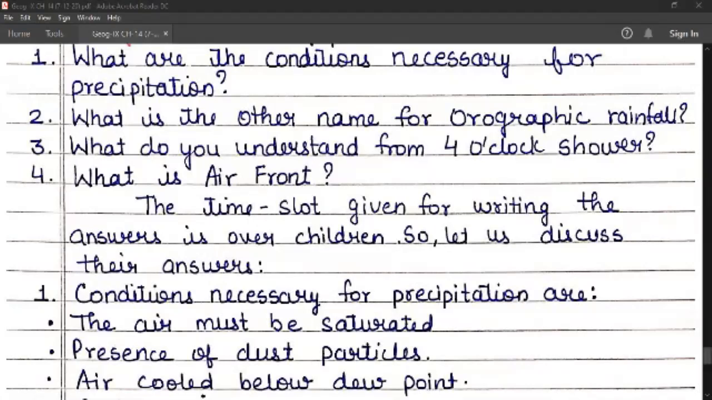Students, the time slot given for writing the answers is over. So let us now discuss the answers. Answer number 1. Conditions necessary for precipitation are: the air must be saturated, presence of dust particles, and air cooled below the dew point.